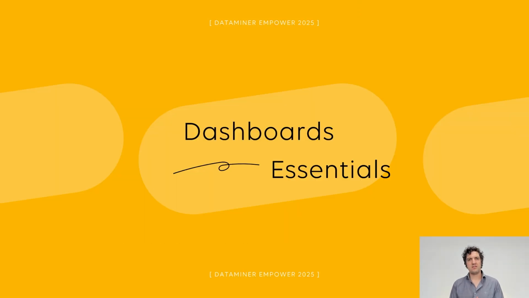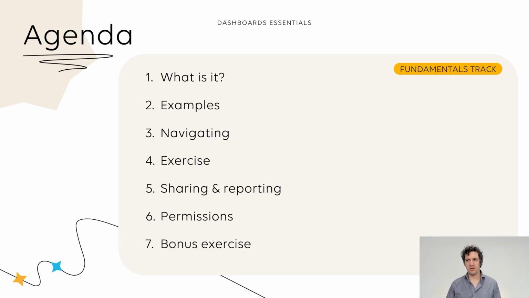So we'll take a look at what dashboards are. We'll see some examples, and then we'll also find how to navigate inside the dashboards. At that point, I think we will be ready to do an exercise, and then we will go over to sharing and reporting as well, which is where you can earn some DevOps points on top of that. Finally, we'll also take a look at how security works specifically for dashboards, how permissions work there, and then if you find the time, if you want to, I'll give you a bonus exercise to do on your own time.